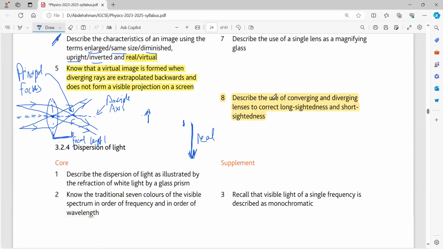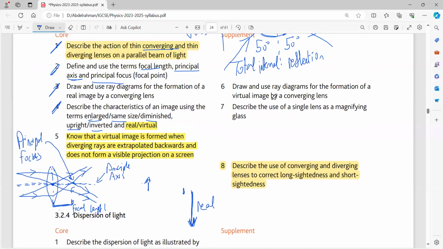When is it called a virtual image? For example, let's draw a simple lens, and if this is the object, and the image appears on the same side, if this is the image, and it appears to be upright and enlarged, it will be a virtual image. Upright, enlarged, and virtual.